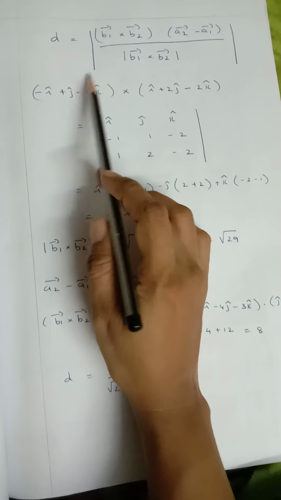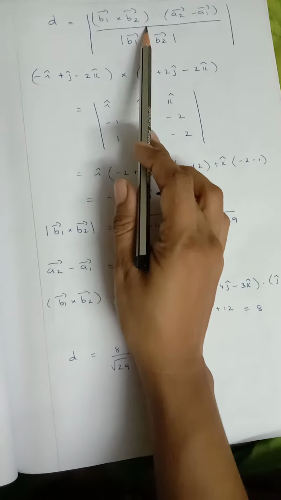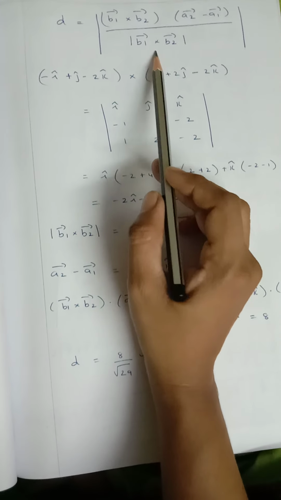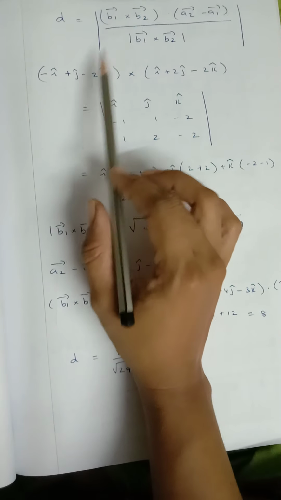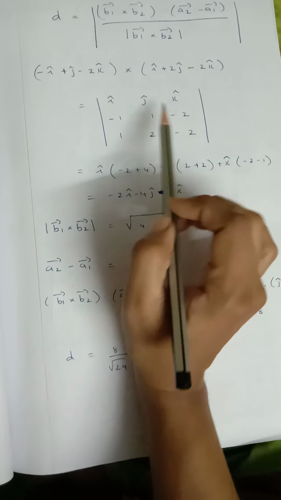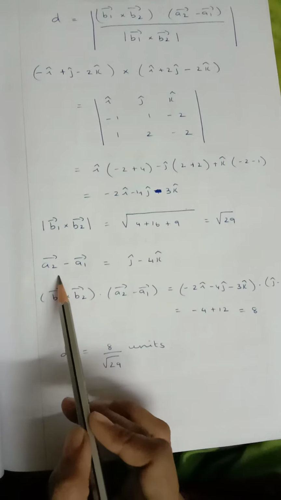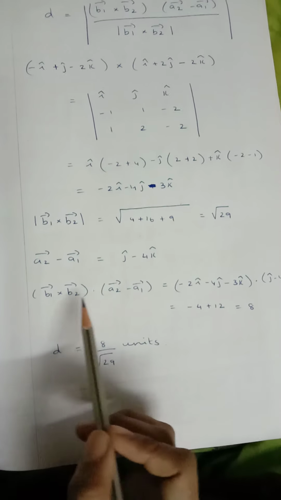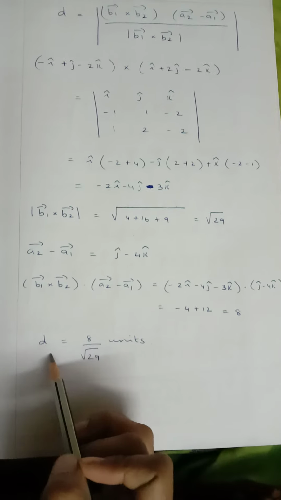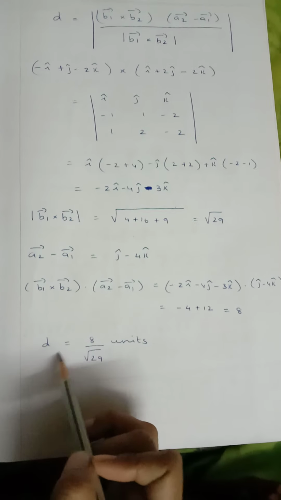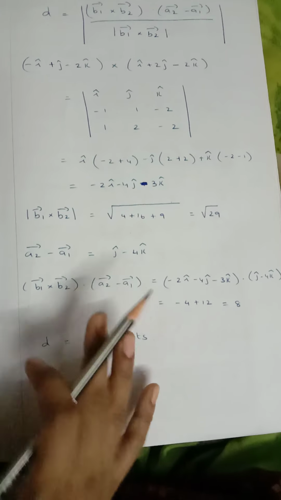And the further simplification will be, see, D is equal to B1 cross B2 dot A2 minus A1 by magnitude of B1 cross B2. Then I am finding the cross product of B1 and B2. You're getting an equation. Find the magnitude of that. Then you can find A2 minus A1. Then you find the dot product. Then you can find the distance. So 8 by root 29 units.